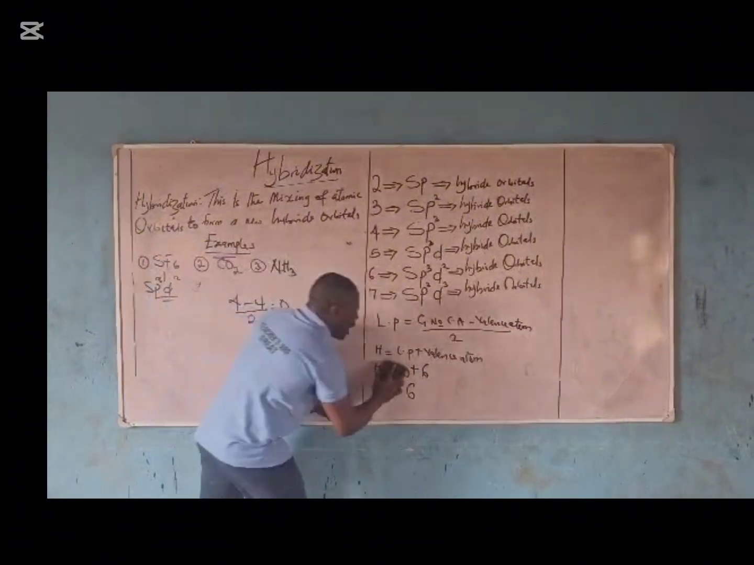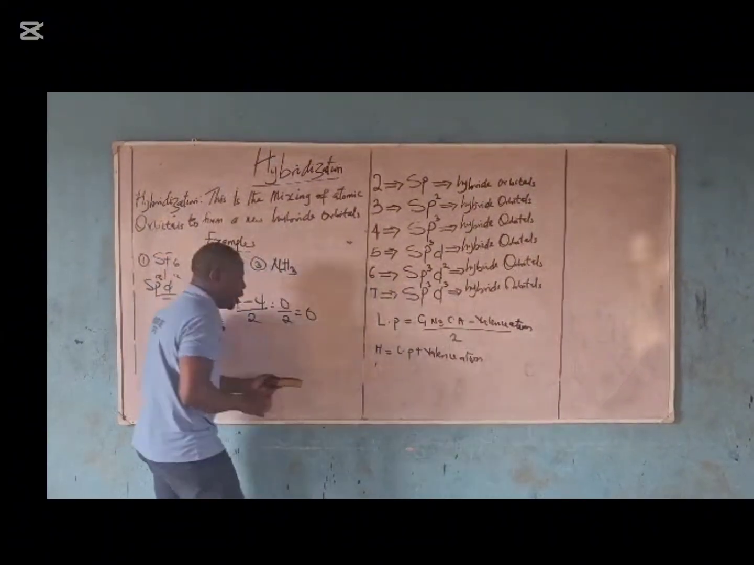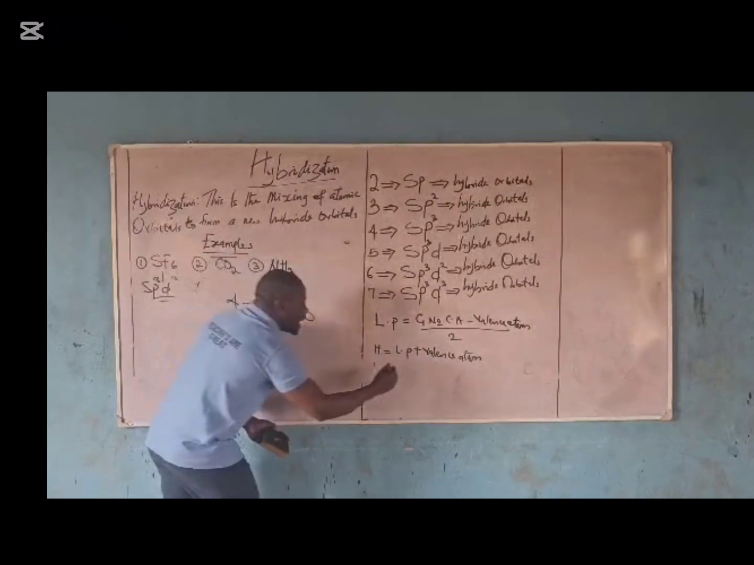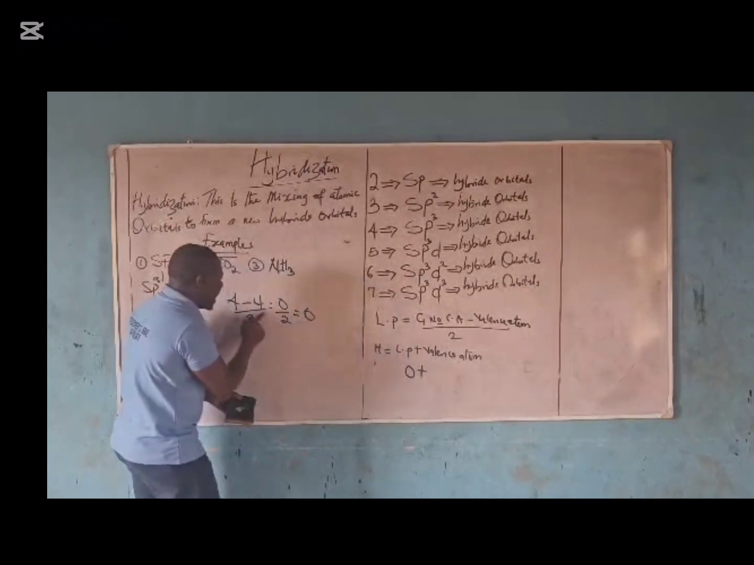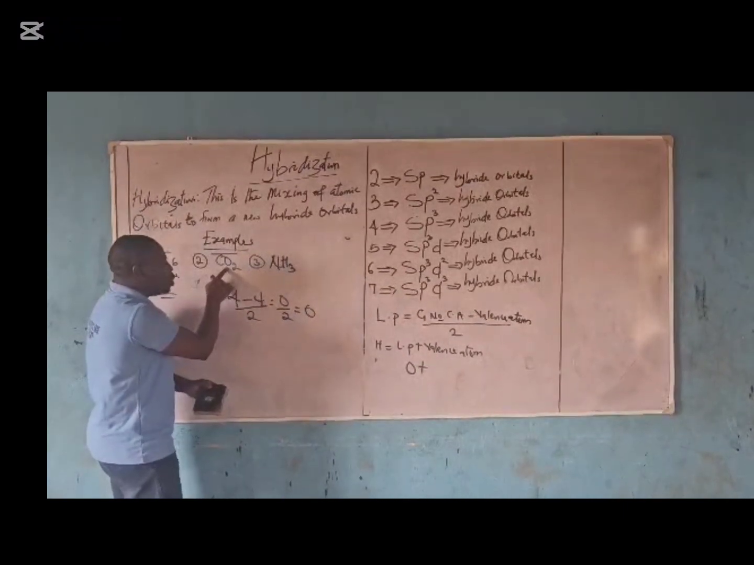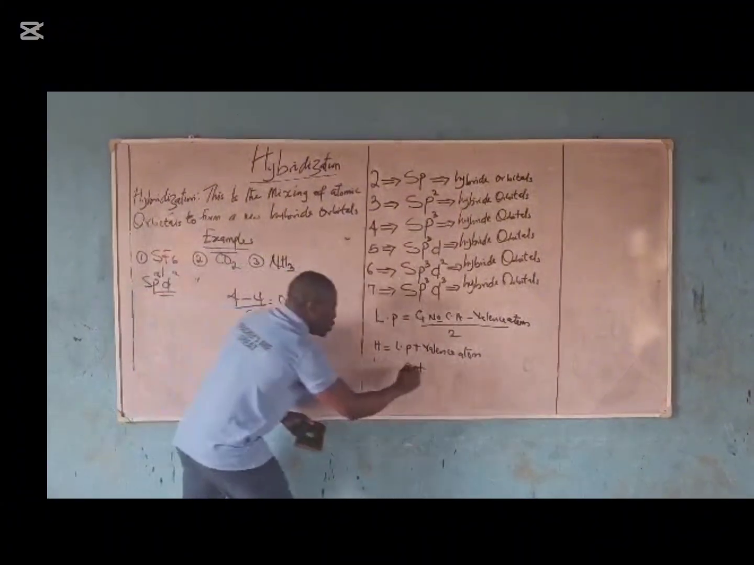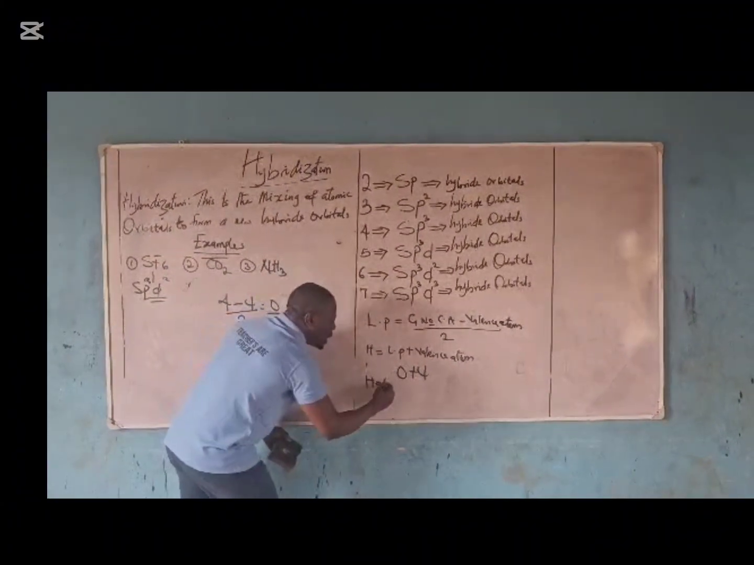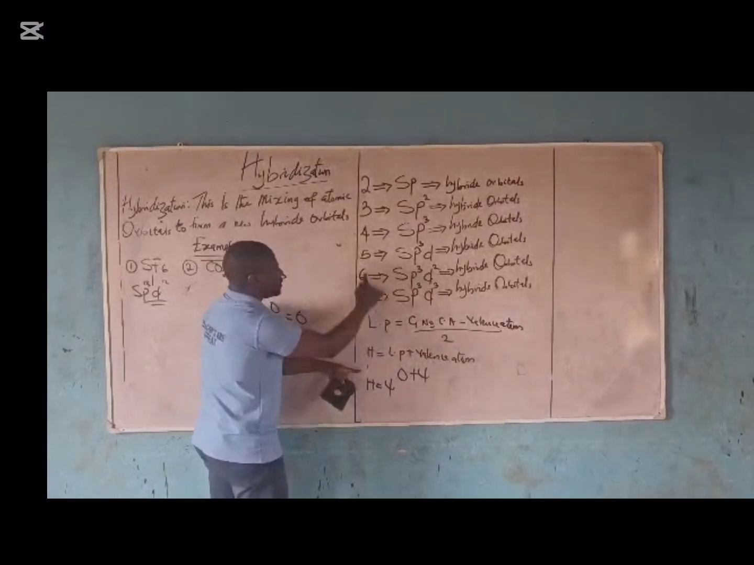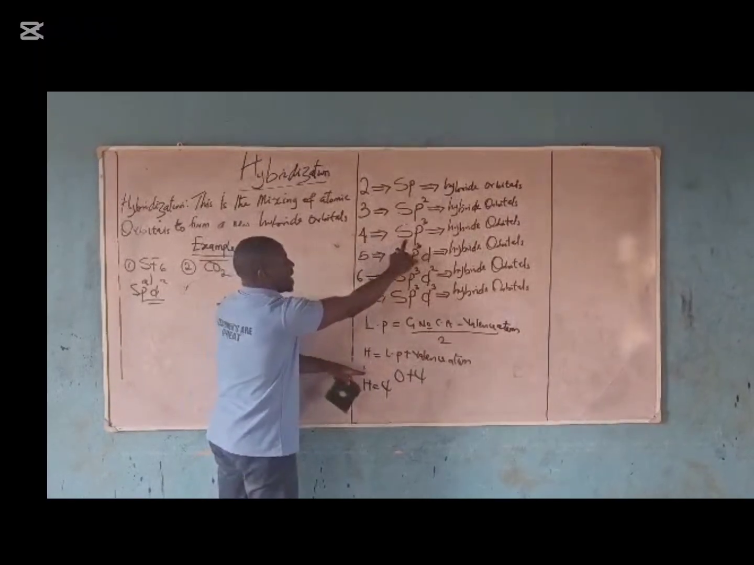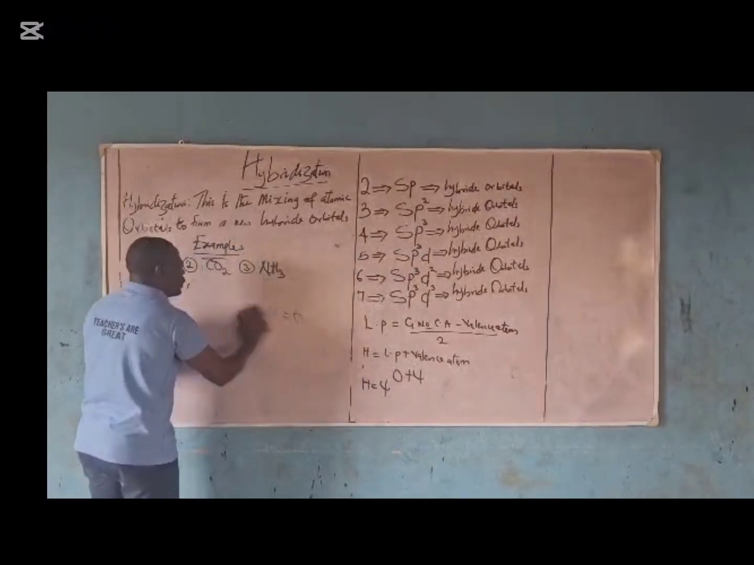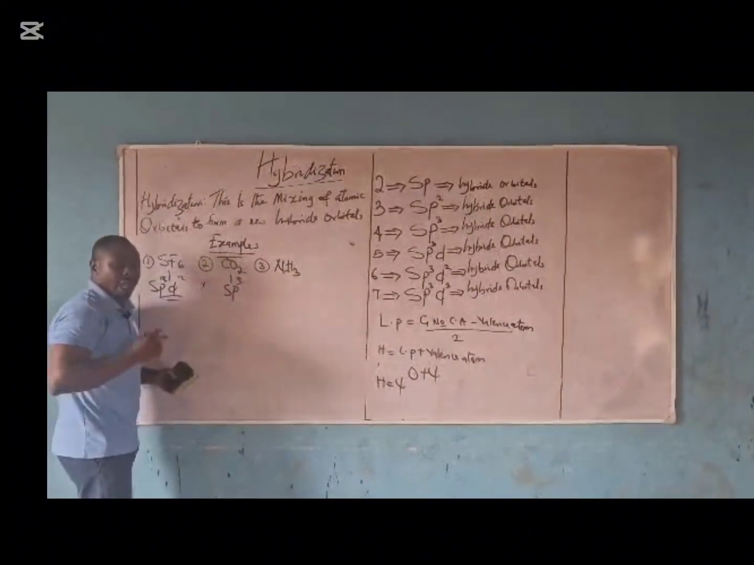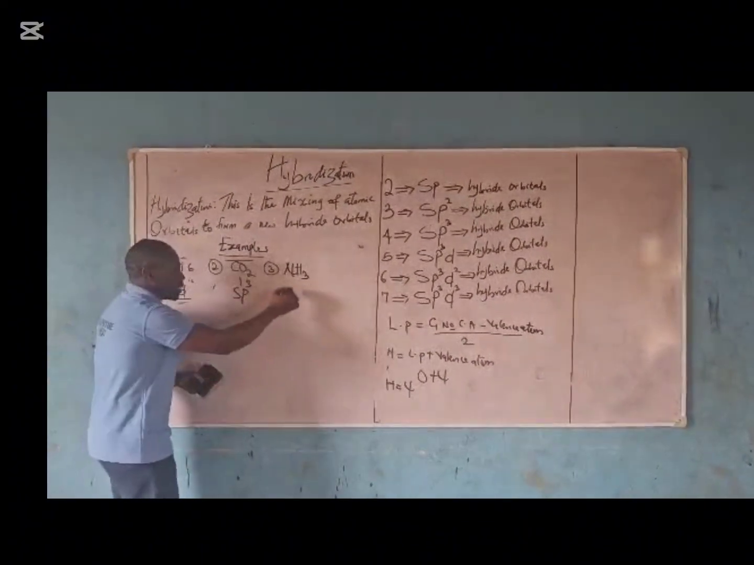Now, how do we find the hybrid of carbon dioxide? Hybrid is lone pair plus valence atom. Lone pair is 0 plus the valency of oxygen, 2. 2 times 2 is 4. So we have 4. Now, hybrid equals 0 plus 4, which is 4. Then you trace. Look at 4 here. So we have sp³. So the hybrid of this compound is sp³. I hope you are following me. Now let's do the last one.